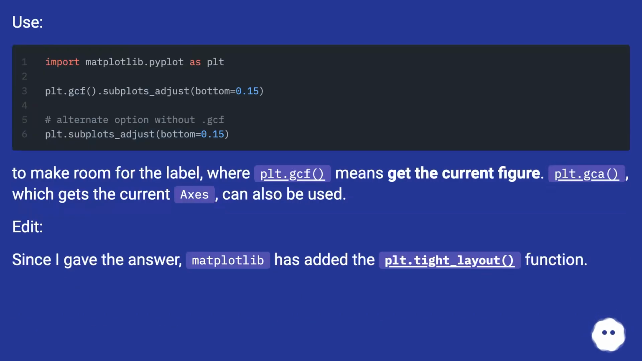Use this to make room for the label, where plt.gcf means get the current figure. plt.gca, which gets the current axis, can also be used.